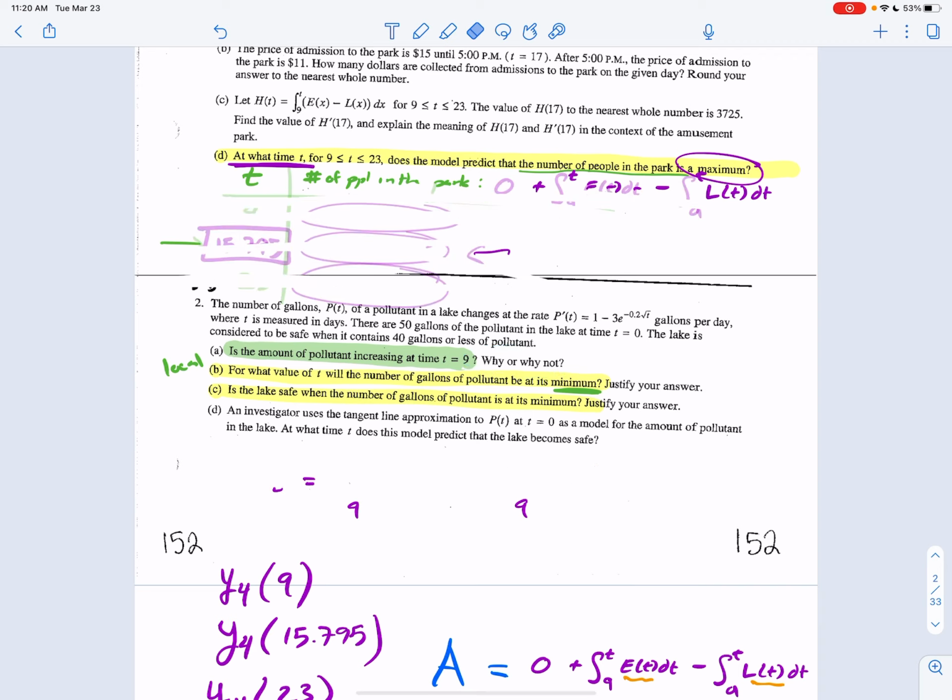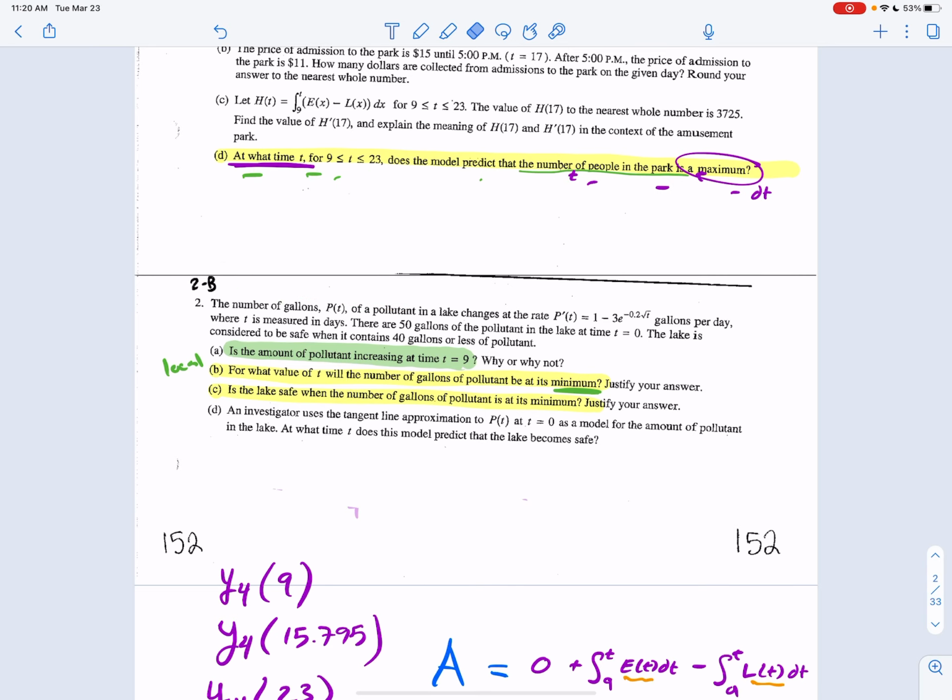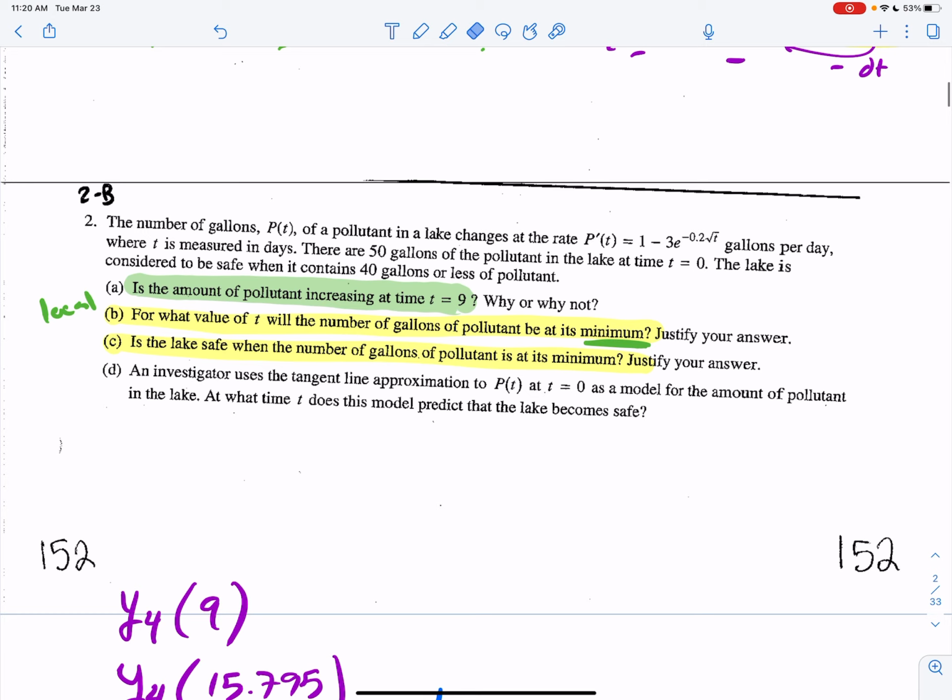Okay, and I'll get rid of all this so that you're not confused and overwhelmed. All right, here's 2002B. They didn't give us a boundary, a closed interval, so we know we're finding a local extrema here. It says, for what value will the number of gallons of pollutant be at its minimum? First thing you want to do is, what represents the number of gallons of pollutant? The number of gallons of pollutant represents P of T.